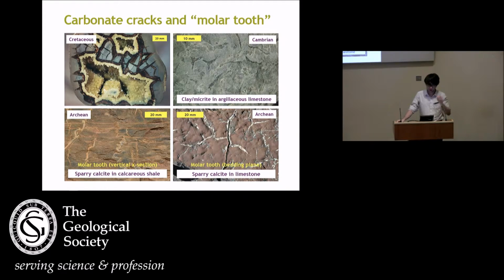but are demonstrably not. And then there's this whole class of features called molar tooth structures, which some of you will know about, which are a bit crack-like in their morphology. Here in vertical cross-section, you can see they tend to be very elongate, commonly ptygmatically folded. But on bedding planes, they look rather like desiccation cracks, except they're always filled with calcite spar. These are very common in Proterozoic carbonates and Archean carbonates.